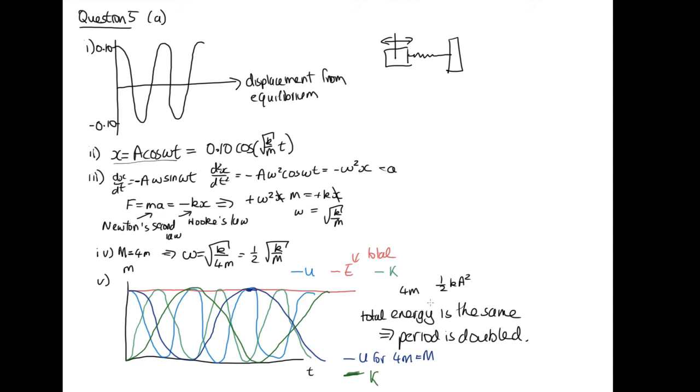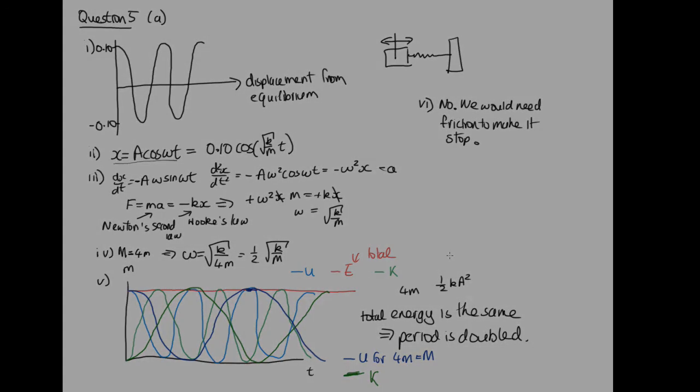Okay, and then the final part says, under ideal conditions, would the mass ever stop? Well, no, under ideal conditions, it would not. If we wanted it to stop, then we'd need to introduce friction, which would be a damping force, and this would cause it to come to a stop. So it would do work against the friction, which would lose the energy, and so our total energy would decrease with time.